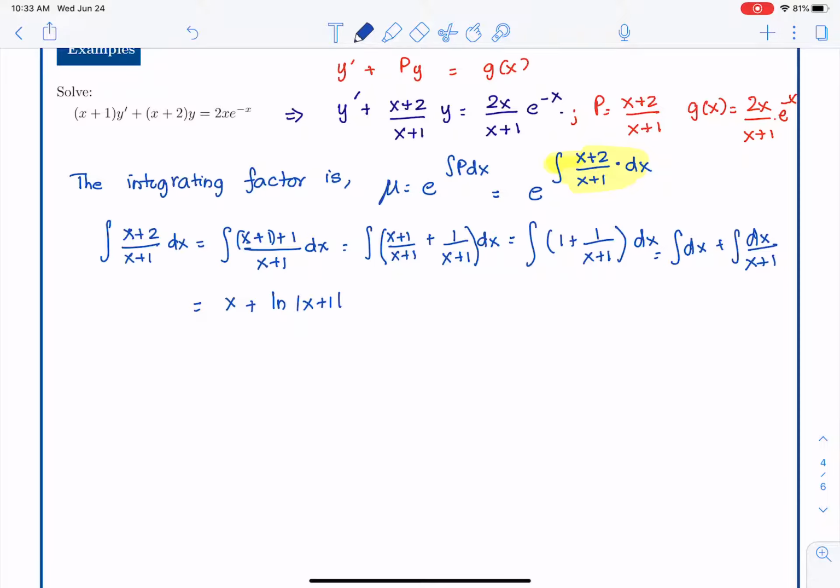Now we can take this value and put it back in the integrating factor. So mu would equal e raised (x plus ln of (x plus 1)). Using the properties of exponents, I'm going to split it up and write it that way. So the e and the ln would go away, and I'd have (x plus 1) times e raised x as the integrating factor.